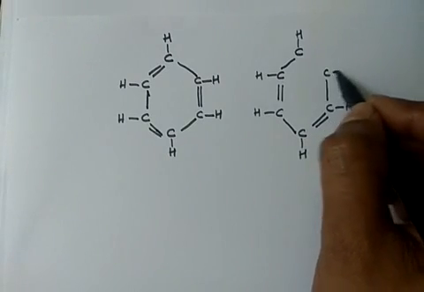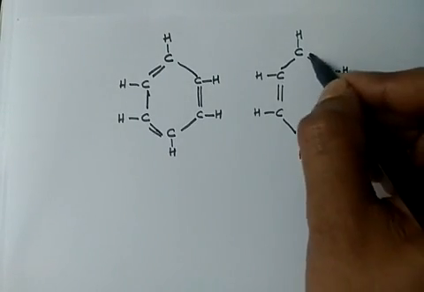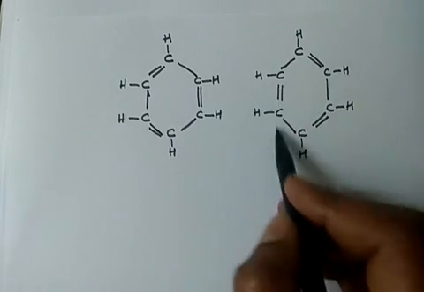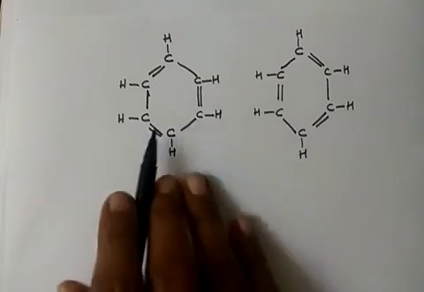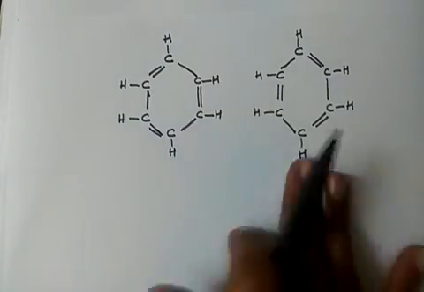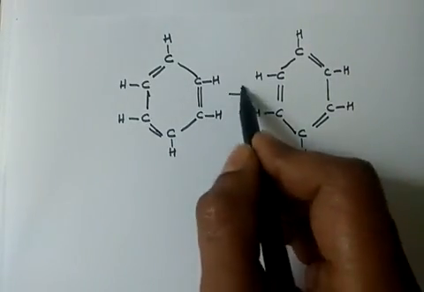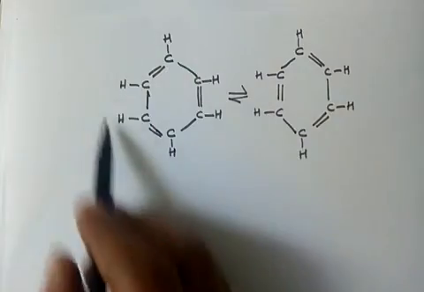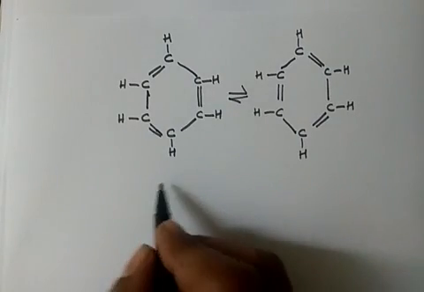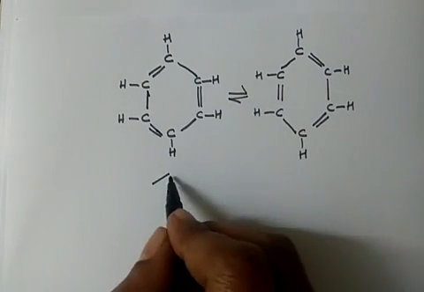Single bond, double bond. So you have to put double bonds and single bonds in alternate positions. Okay, this is the structure of benzene. This you can call the resonating structure. The resonating structure of benzene contains alternate double and single bonds. And without the carbon and hydrogen, you can use the bond line structure of benzene.